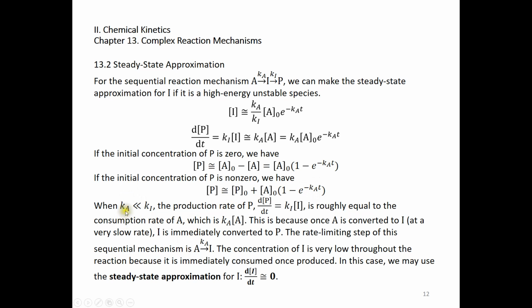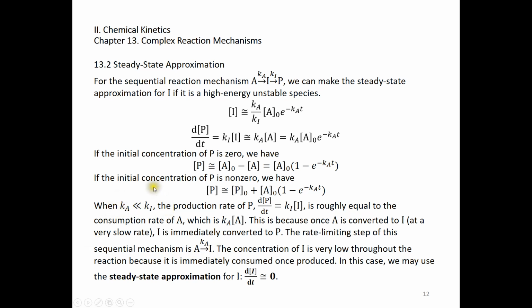When k_A is much smaller than k_I, the production rate of P, dP/dt, equals k_I[I] exactly, is roughly equal to the consumption rate of A, and that's k_A[A]. Well, this is just because once A is converted to I at a very slow rate, I is immediately converted to P. So the rate limiting step of this sequential mechanism is from A to I.